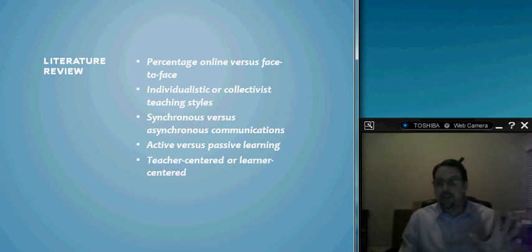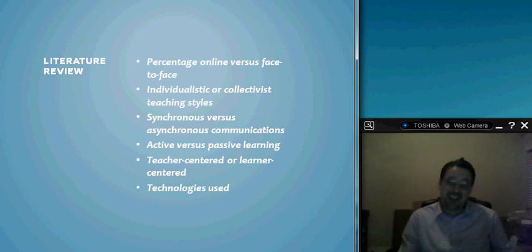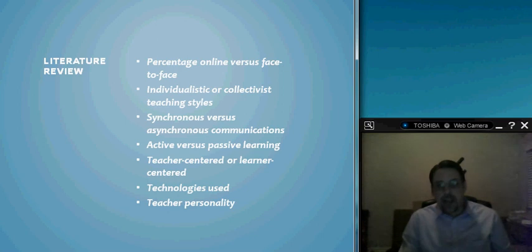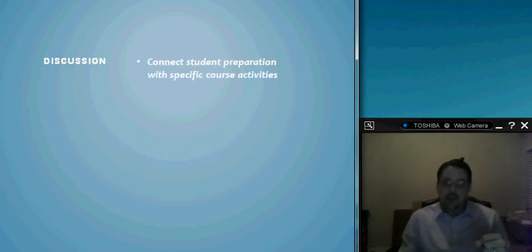Of course, teacher-centered versus learning-centered is another factor that's been shown to affect students. Then there's the technology used, whether it's video games, blogs, discussion boards, etc., and of course the teacher personality. Do they have a spontaneous personality? Do they have a structured personality? Do they have a kind of stoic one? So these are all things that would be helpful to communicate to students ahead of time.